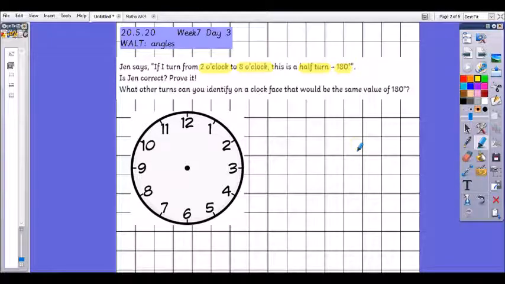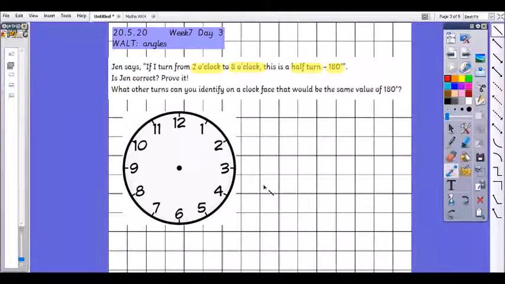As I've just mentioned in the first slide, we know that 180 degrees is the same as a straight line. So we want to see whether a turn from 2 o'clock that finishes at 8 o'clock would be the same as half a turn, which will also create a straight line on my clock down here. Using my straight line tool, all I'm going to do is first mark on 2 o'clock. That's where Jen starts. And then she finishes at 8 o'clock, so she starts facing towards 2, turns towards 8, and would end here.